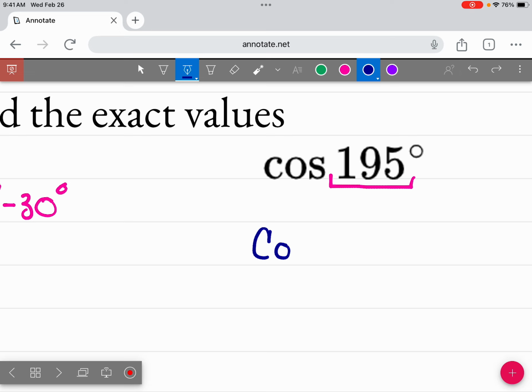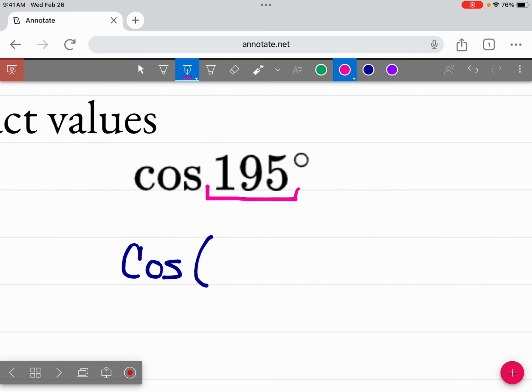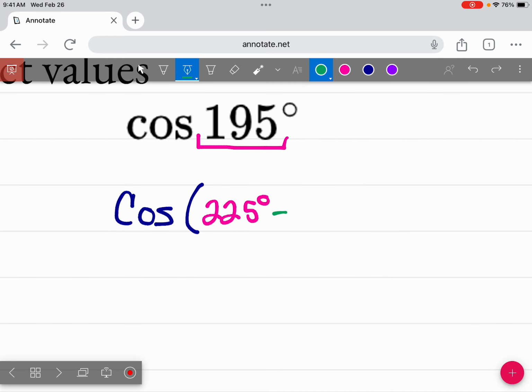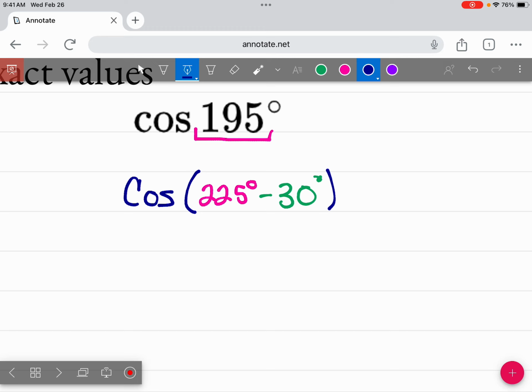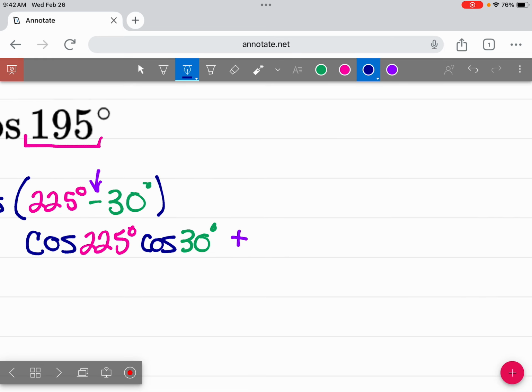And I definitely just wrote an A inside cosine. So what we're doing here is we're going to do our cosine of 225 degrees minus our, what is it, 30 degrees? Yeah, 30. Okay. So we're going to use our cosine subtraction. Cosine keeps its pieces together. So we're going to have our cosine of 225 degrees times our cosine of 30 degrees. Cosine uses the opposite sign we have here, so we're going to have a plus, and then we put our signs.